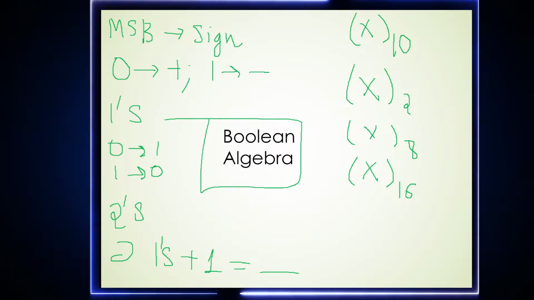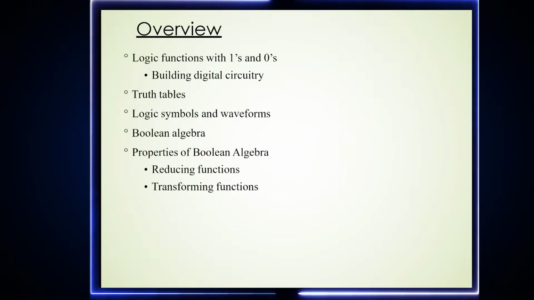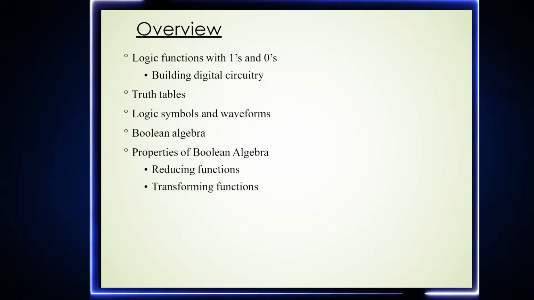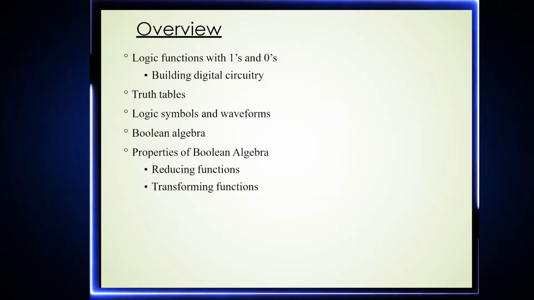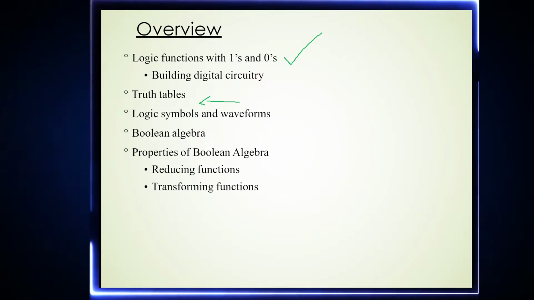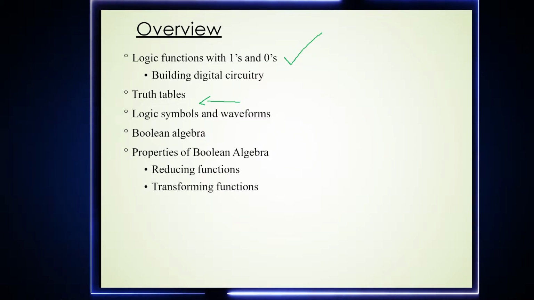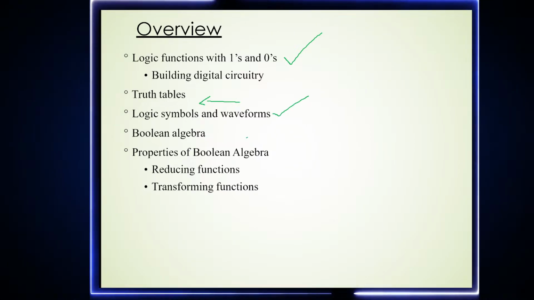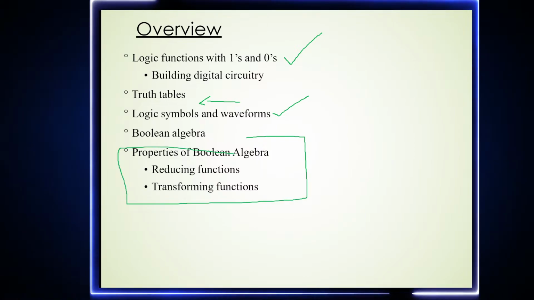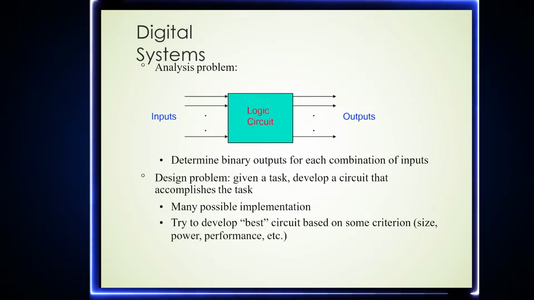Now let's study Boolean algebra and its concepts. Right? Yes. So this is just a slide giving you an overview. First of all, we are going to see the different logic functions with zeros and ones. We will study the truth tables of the gates. Gates are basically digital circuitry, and we are going to study the basics of logic circuits and everything. We will see the logic symbols and waveforms. We will study the properties of Boolean algebra. Right? Okay. So let's start with it.